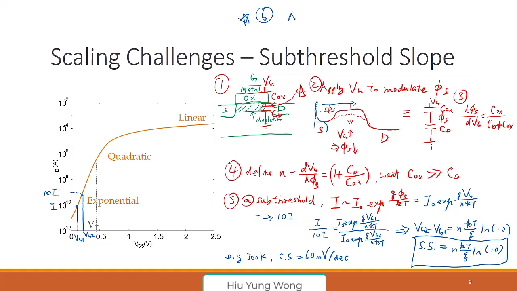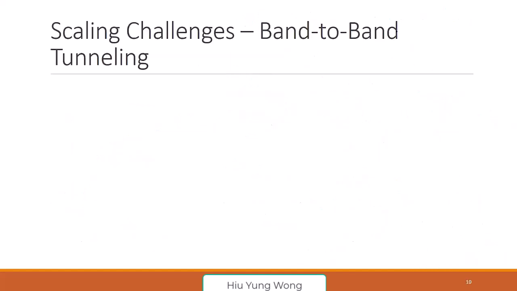When you increase the doping, so as you said, you try to reduce the depletion width. Then what happened to the depletion capacitance when the depletion width reduces? Depletion capacitance is again the epsilon of Si divided by the thickness. So what happened to the capacitance? Increase or decrease? It increases. That is really bad. n equal to 1 plus C_D divided by C_ox is going to increase.